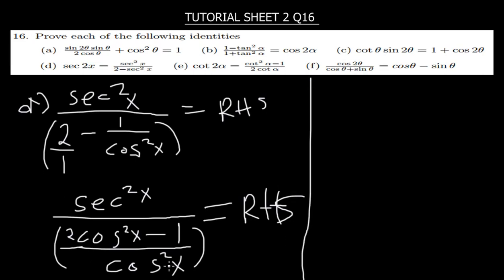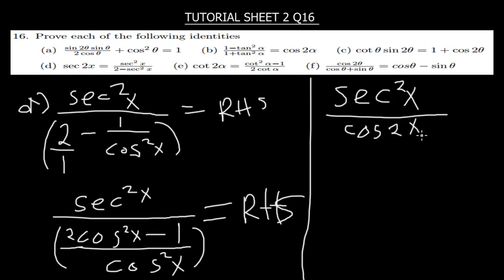So from there we can now say this 2 cos squared x minus 1, we know that it's nothing but cos 2x, so we can write it as sec squared x, then everything divided by, the numerator there is giving us cos 2x. They want us to change this so that it looks like the one on the left hand side, so they want the right hand side to look exactly like the left hand side. So this is what we are going to have.